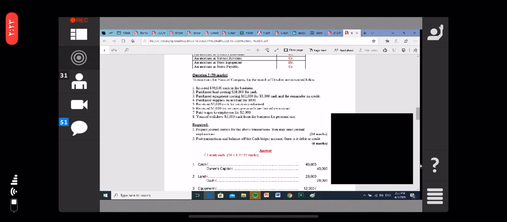when you go to prepare journal entries, you will prepare a table. The first column will be about date, the second column will be about descriptions, the third column will be about the debit side, and the last will be about the credit side. Or you can prepare the journal entry without the format for the general journal.